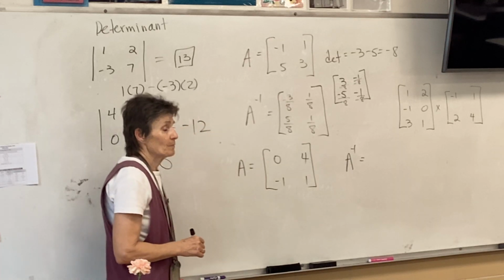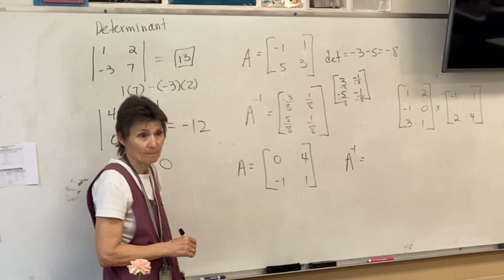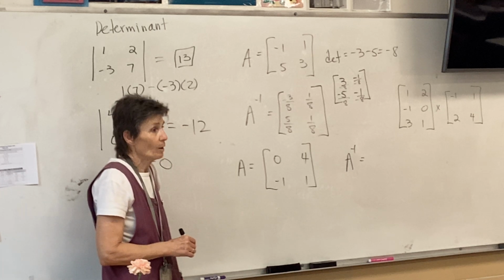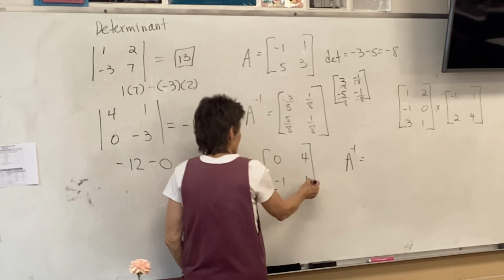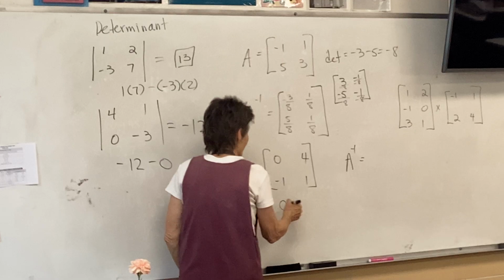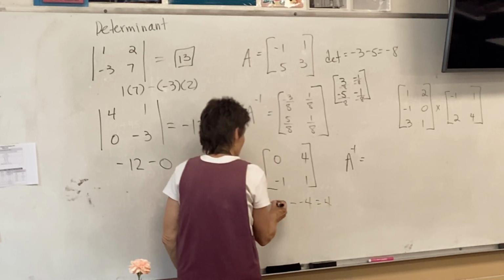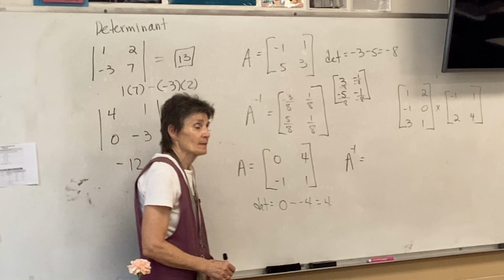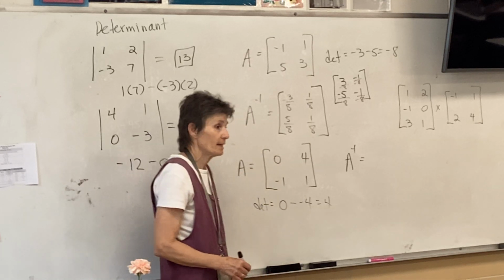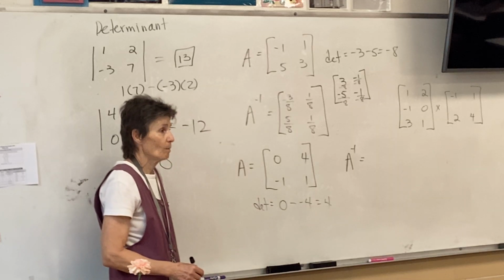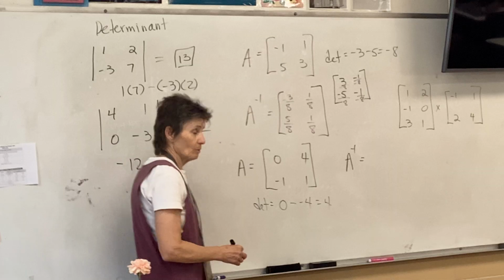All right, let's find the inverse here. Here we go. Step one is what? What do I do first? Take good notes. What do I do first? Find the determinant. So that's going to be 0 minus -4. Did you get 4 for your determinant? 0 multiply, 0 multiply, -4, subtract. 0 minus -4.